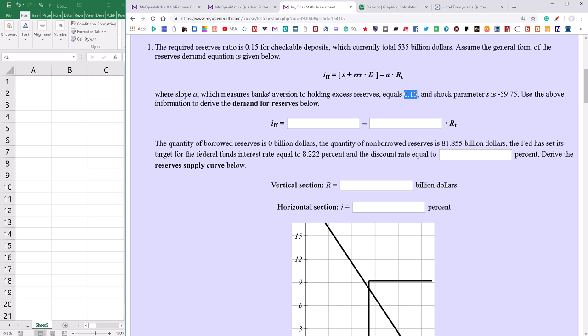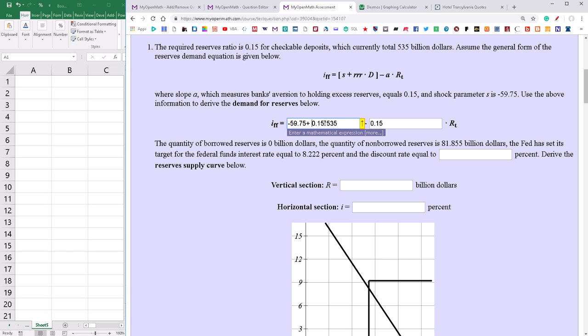So I'm going to go ahead and put the slope right here. And then the shock parameter is 59.75. So the shock parameter is in the intercept, in this bracket here: shock parameter plus required reserves, where required reserves are the reserve requirement ratio times total checkable deposits in the banking system. So let me change all this to times.